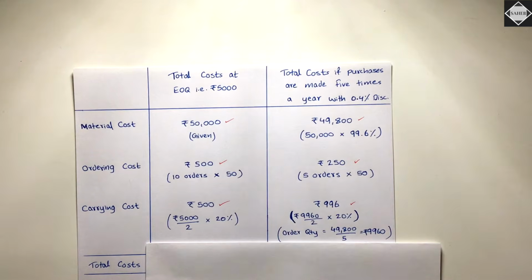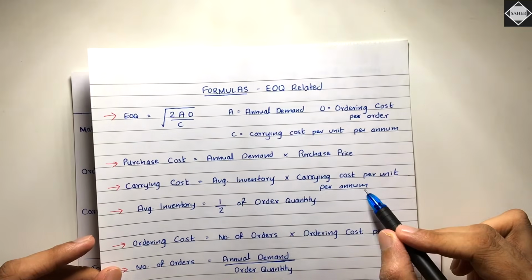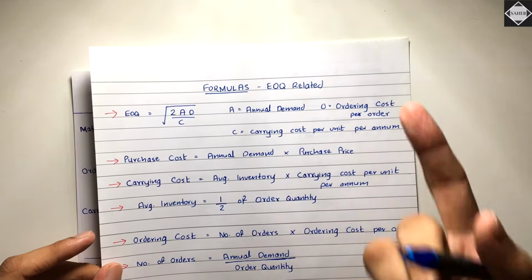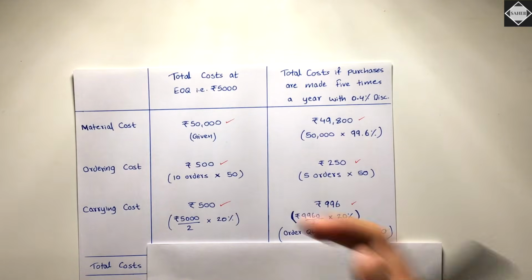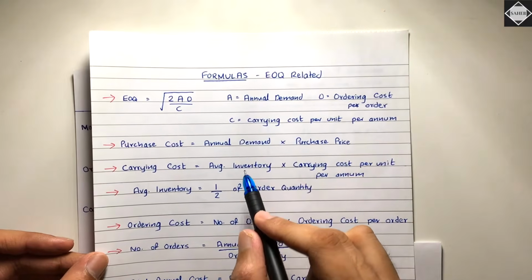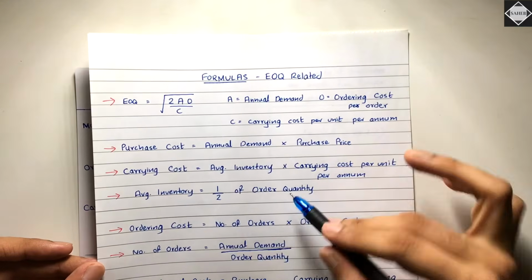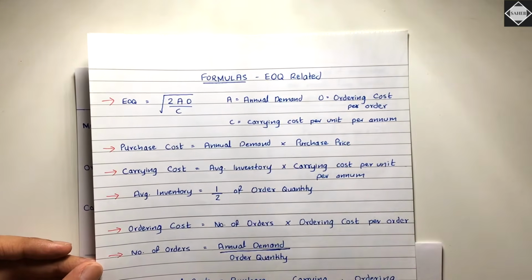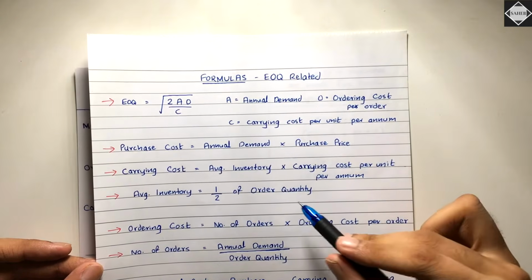Now let's come to the carrying cost in the discount policy. How did I get that 996? It's really simple. The same formula you have to use: carrying cost is average inventory into carrying cost per unit per annum. So first we have to calculate average inventory, like we did over here, 5,000 divided by 2, 2,500. Similarly, here also we have to calculate average inventory. But to calculate average inventory, what do we need? We need order quantity, because average inventory is half of order quantity. How will you calculate order quantity?